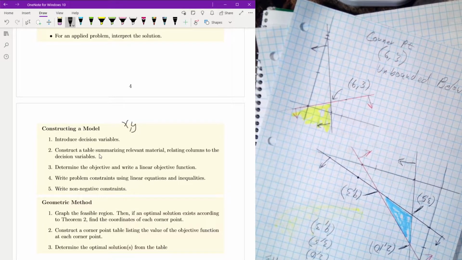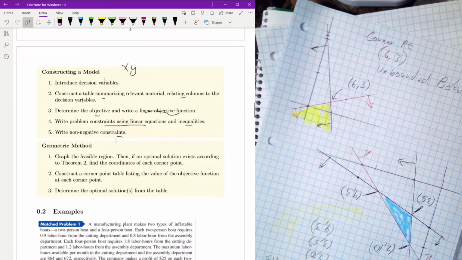Then we make a table summarizing relevant material that brings the decision variables to columns. Then we figure out what the objective is, and write a linear objective function. Then we write problem constraints using linear equations and inequalities, and we include our non-negative constraints. Then we'll use what we've done in the last two sections, which is to graph the feasible region and figure out what the corner points are. Once we have the corner points, we can figure out the optimal solutions. We do have an example, and I'm going to work my way through this example.